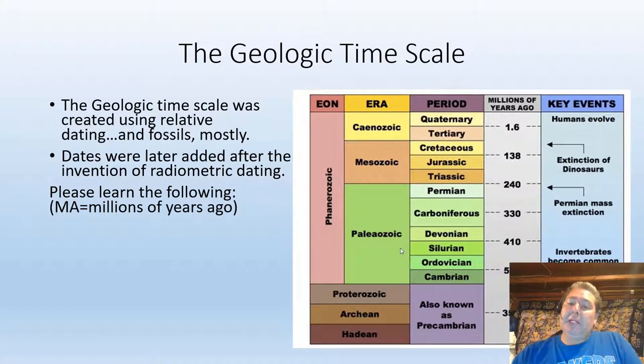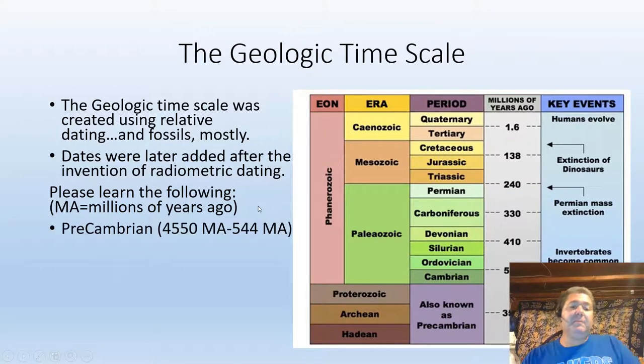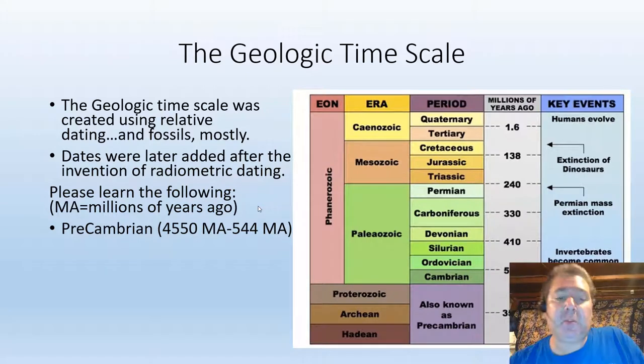I would like you to learn the following eras of the history of life on our planet. Notice that when we're talking about these dates, Ma means millions of years ago. The oldest one is the Precambrian. This goes from the beginning of our planet, 4.55 billion years ago, to 544 million years ago.